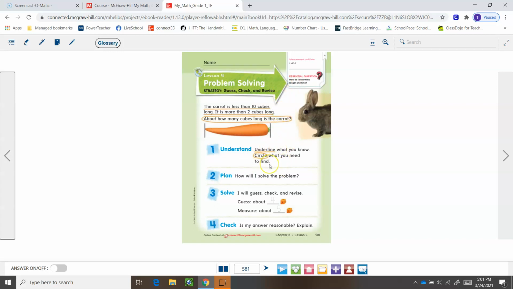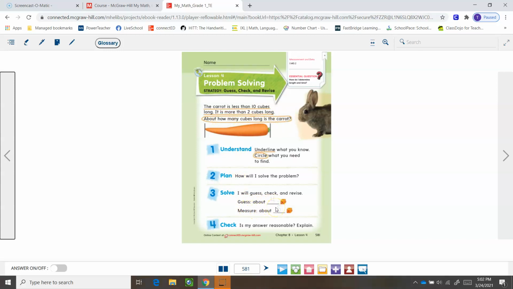So this first one is done for us on our problem solving on page 581. Remember, I want to underline what I know. So I know that the carrot is less than 10 cubes long, and I know that it is more than 2 cubes long, but I don't know how many cubes long it is. So I've got to guess first. I'm going to guess 4. And then I'm going to measure.